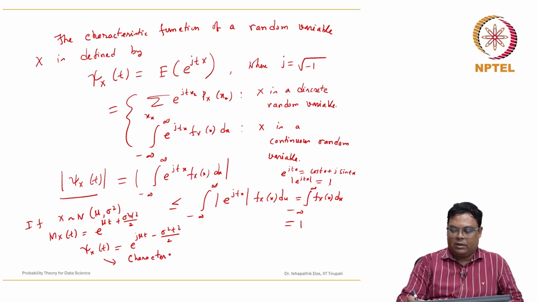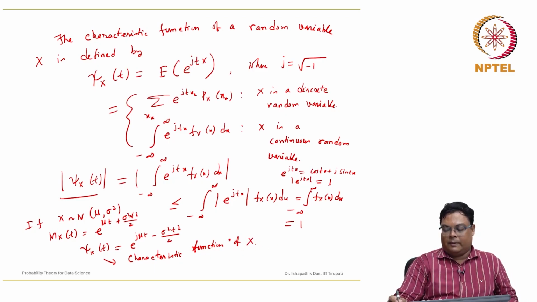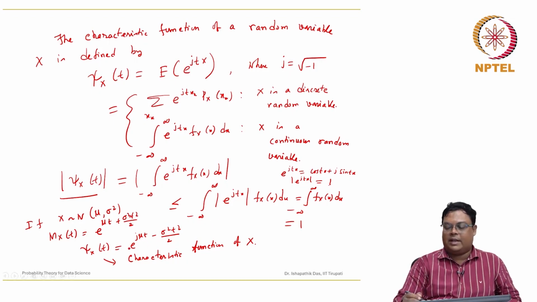So this is the characteristic function of X. We have already discussed the moment generating function in detail: when the moment generating function exists, you just replace t by jt and you will find the characteristic function of X, and the other properties will be very similar. Whenever the moment generating function does not exist, we can still find the characteristic function, and that is one advantage of using the characteristic function.